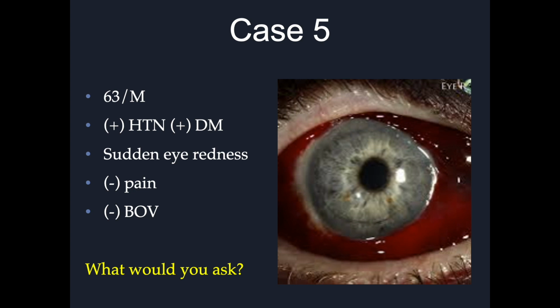Case 5. A 63-year-old male who is hypertensive and diabetic complained of sudden eye redness, but there is no pain and no blurring of vision. And you can see in the photo here, it does look problematic. What would you ask? So you could ask if there was any history of trauma. Otherwise, if this was just a spontaneous event, then this may be a subconjunctival hemorrhage.